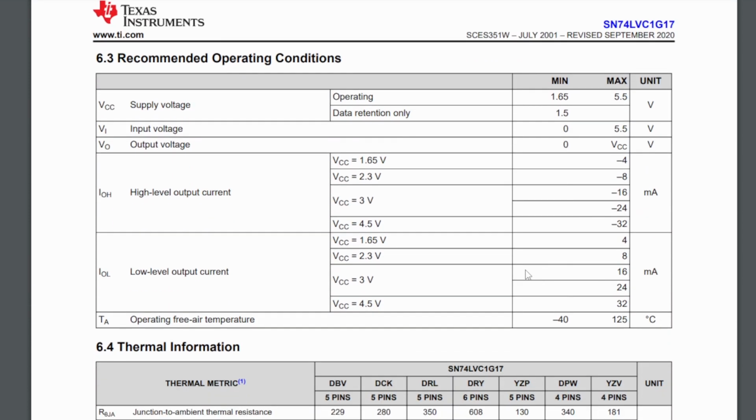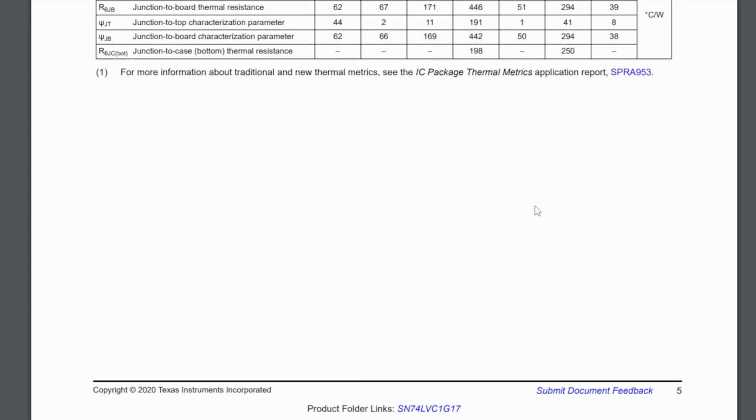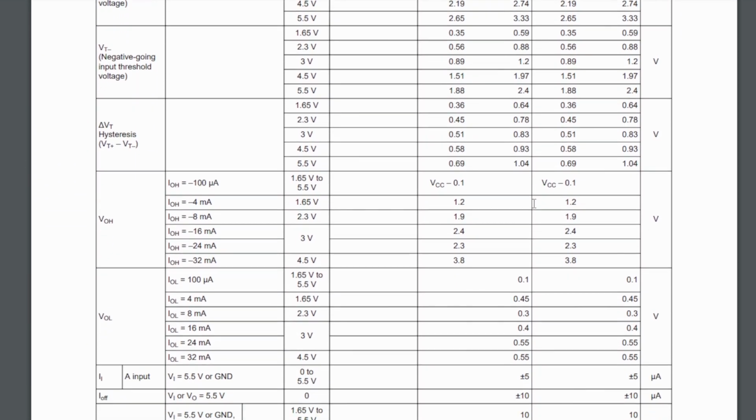Something that's fairly confusing to a lot of people is that there are recommended operating conditions for the IOH and IOL values. These are the high-level output current and low-level output current. For example, at VCC equals 3 volts, there are 2 different numbers. It says you can either have a max of 16 milliamps or a max of 24 milliamps. And that doesn't really make a lot of sense. But remember, these are recommended values, and there's a reason these are the recommended values. Let's go down to the electrical characteristics table and see why those are recommended.